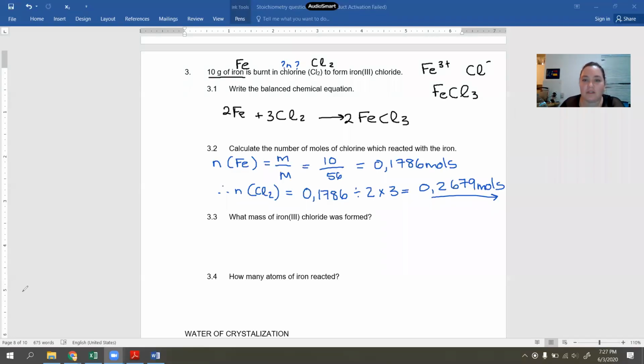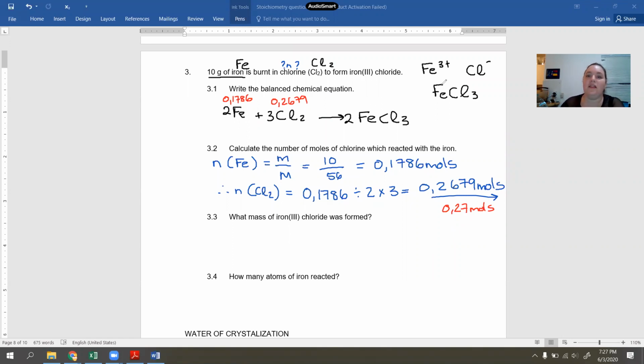All right, so the answer that I got was, I first of all worked out the number of moles of iron by taking the 10 grams of iron and dividing it by its own molar mass, which is 56 grams per mole, which gave me an answer of 0.1786. Then what I did was I said it's in a ratio of 2 to 3. So I took the number of moles of iron, 0.1786, divided it by 2 to get what 1 was, times it by the 3, and that gave me 0.2679. Please, if you rounded and you got 0.27, that is fine. Nobody's going to freak out. You got a minimum of 2 decimal places and you've got it there.